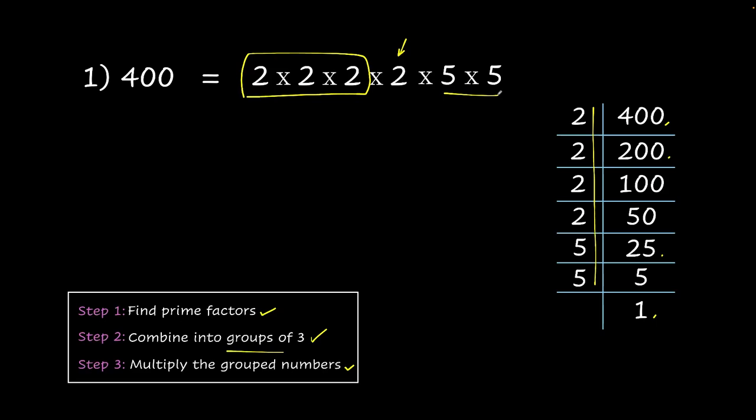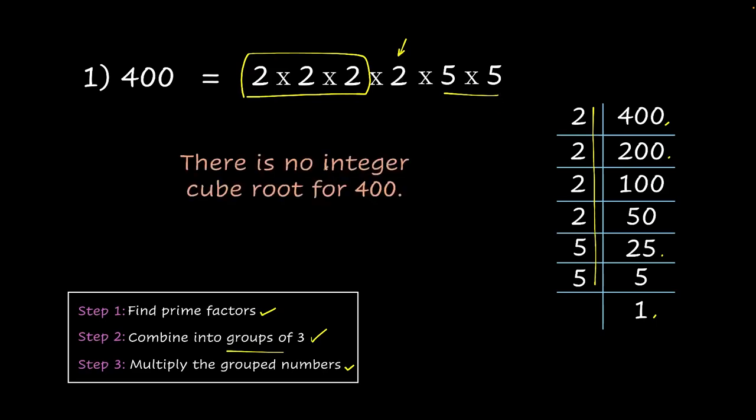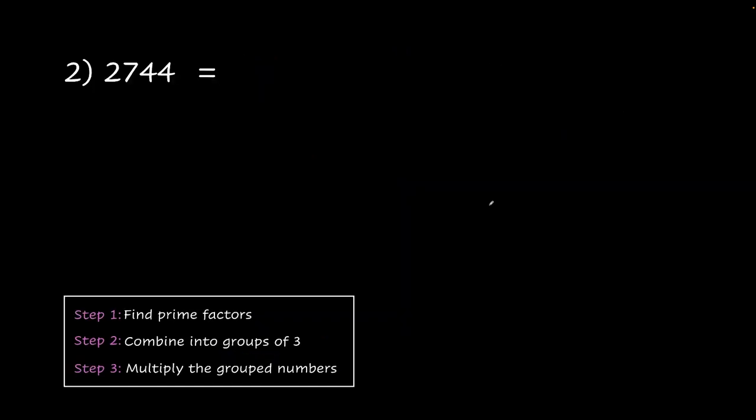So this, as I told you before, means that 400 does not have an integer cube root. We cannot find an integer cube root for 400. We might be able to find another type of cube root, but not an integer cube root. So that's that. Let's go to the next one.